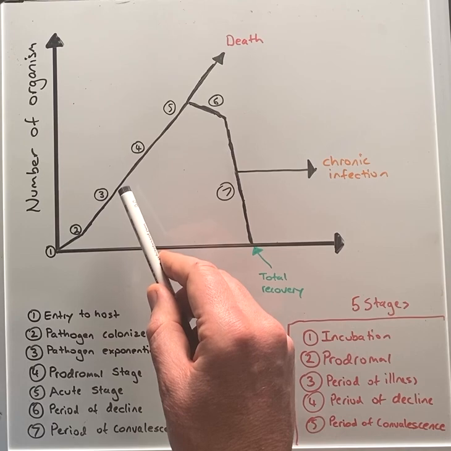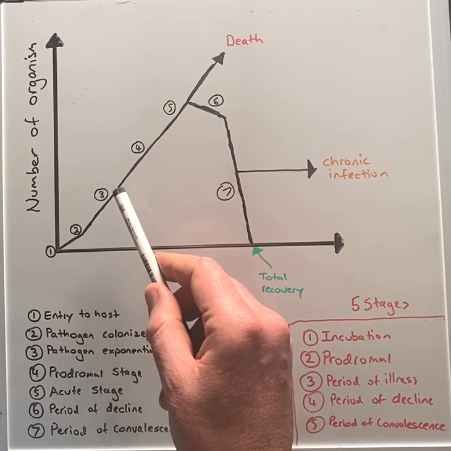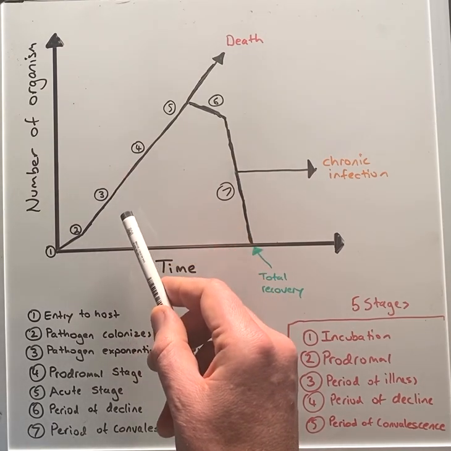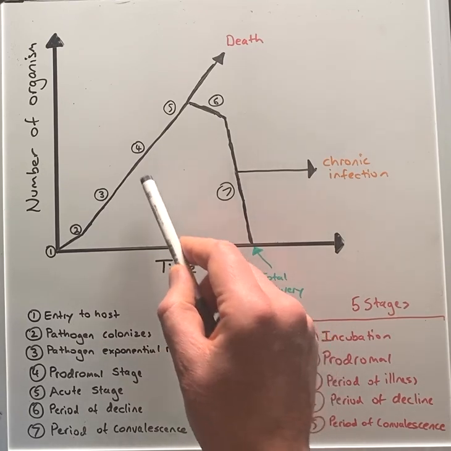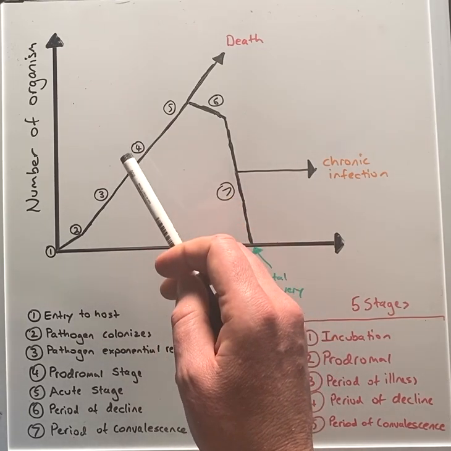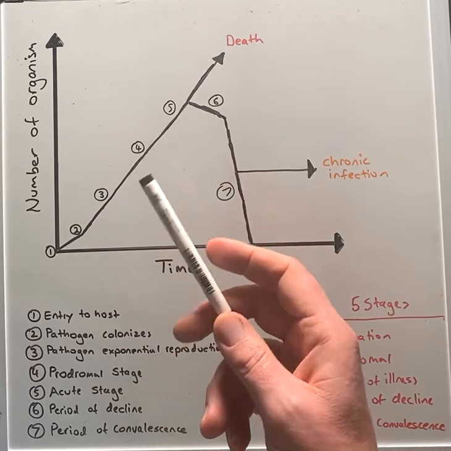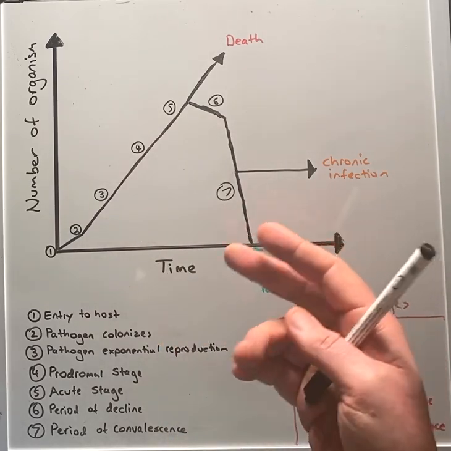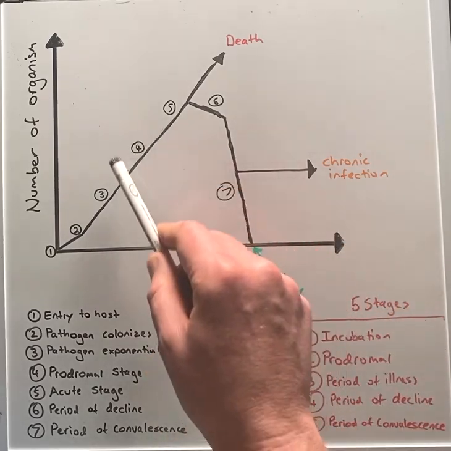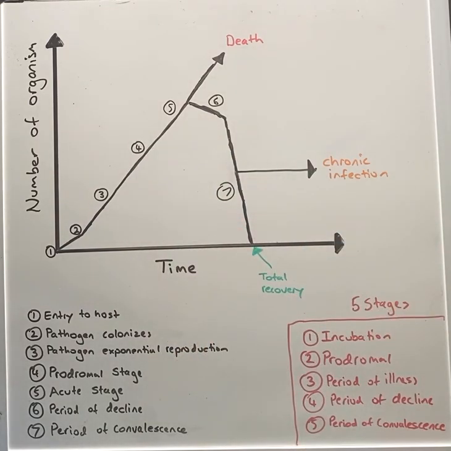Then from step 3, during this time the microorganism will start to reproduce and the number will increase to the point where you may start to see your signs and symptoms. Step 4, the prodromal period, is where early non-specific symptoms will manifest, such as fatigue, headache, fever, loss of appetite. These symptoms will result from the activation of the host's immune system.